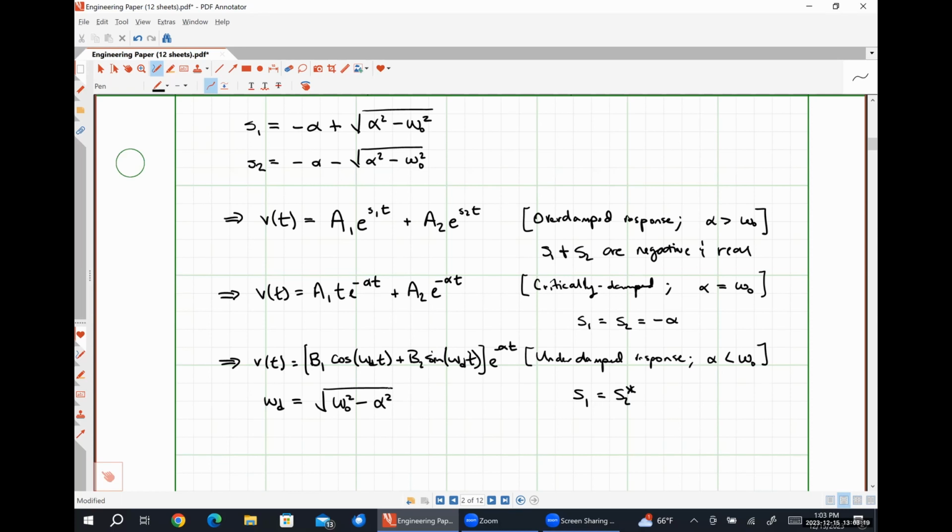Yes. What would B1, all of that multiplied by e to the negative alpha t.